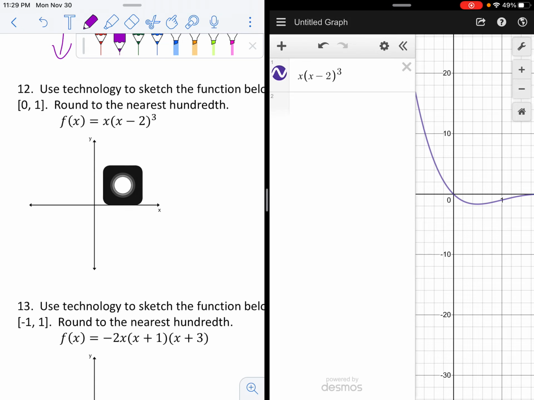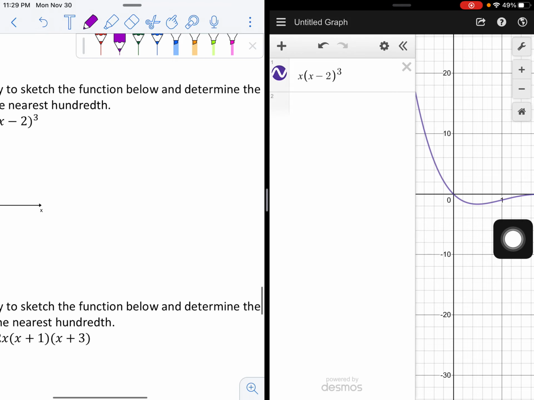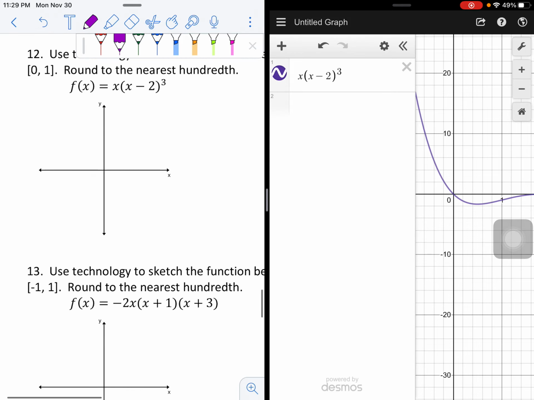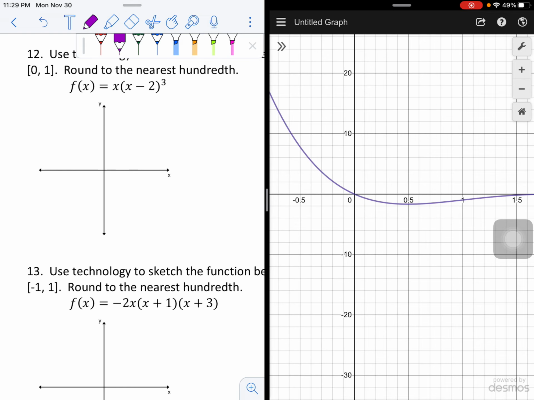And this time we're looking between 0 and 1. Now for Desmos, you don't have to tell it a boundary. What you need to do is look between these 2 points. You can see there's a low point here. I'm assuming I'm looking for a minimum. Okay, yes I am. I wanted to make sure about that.